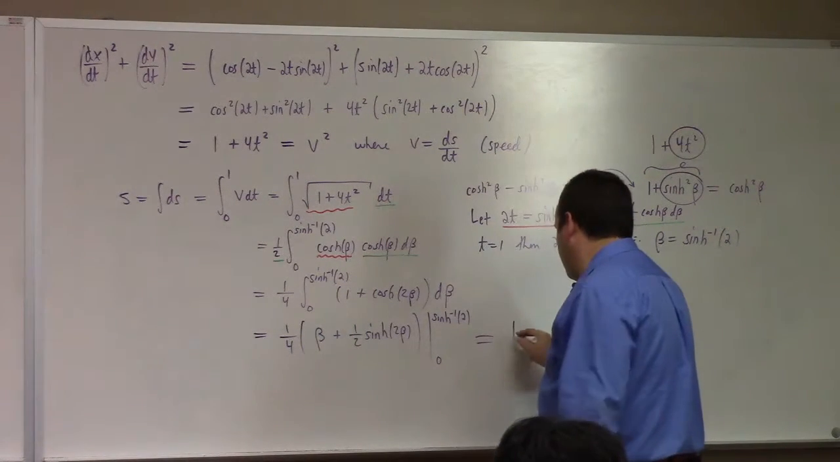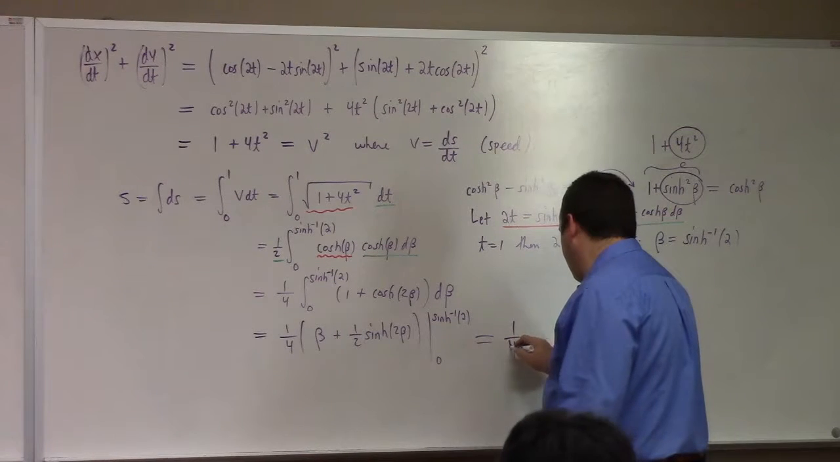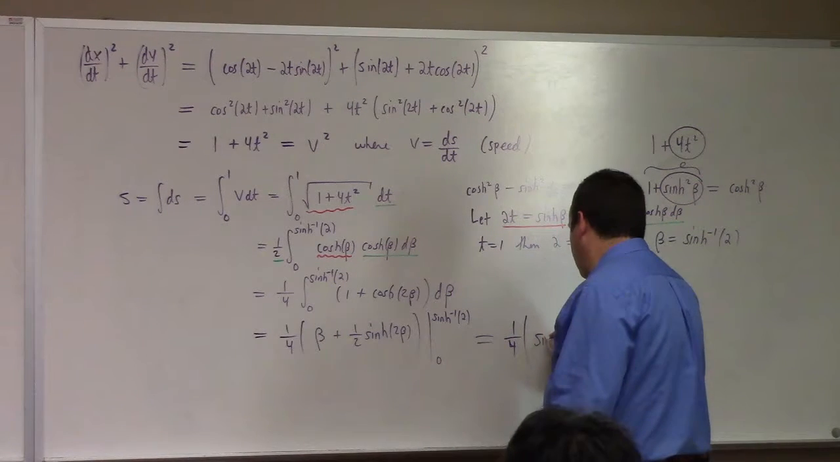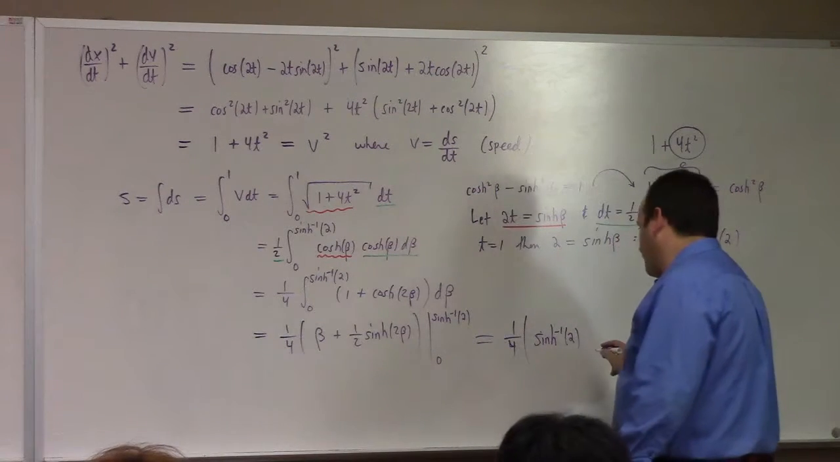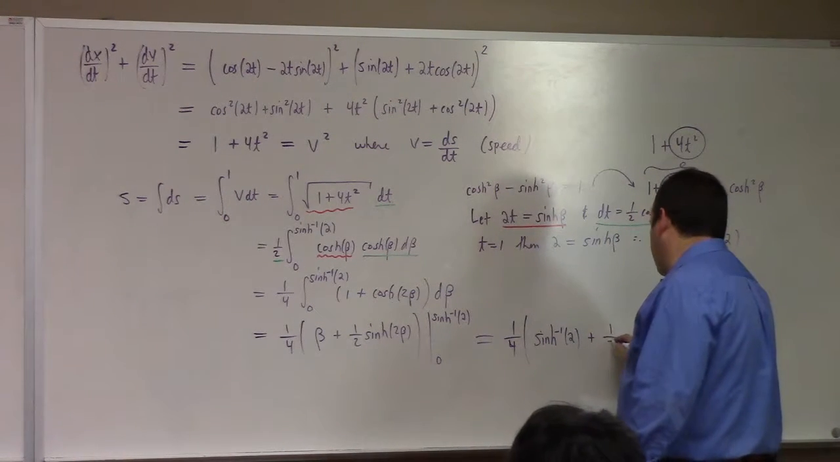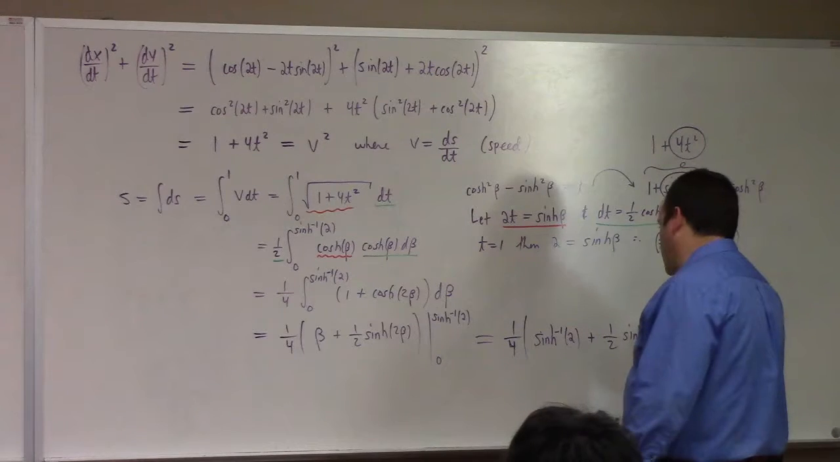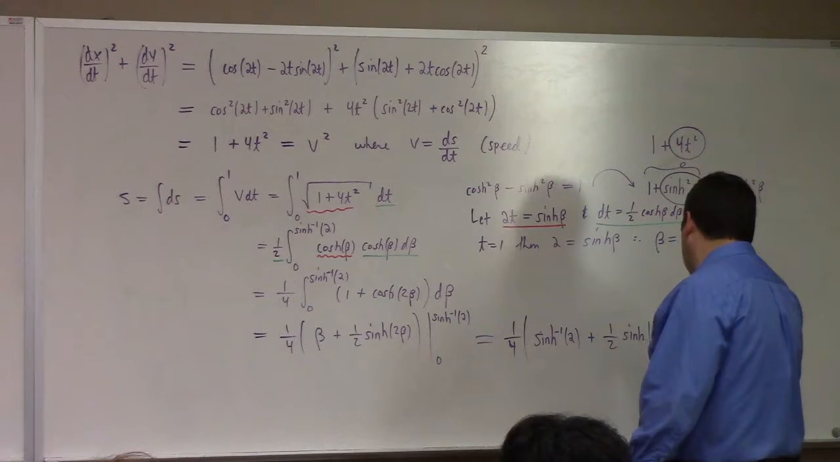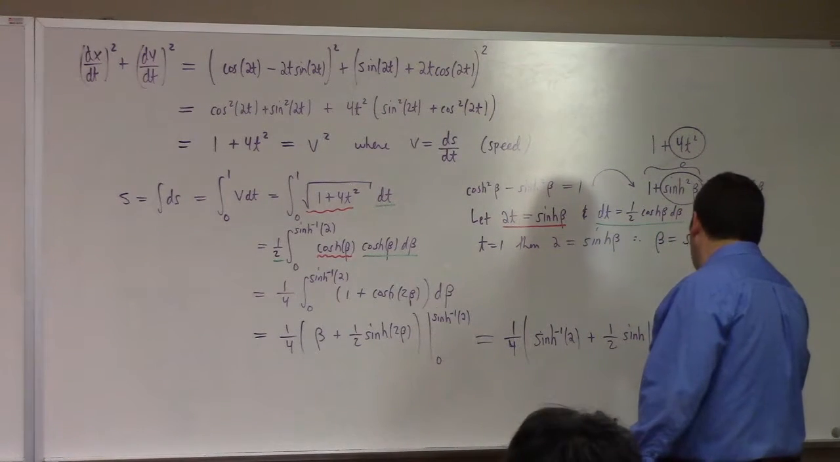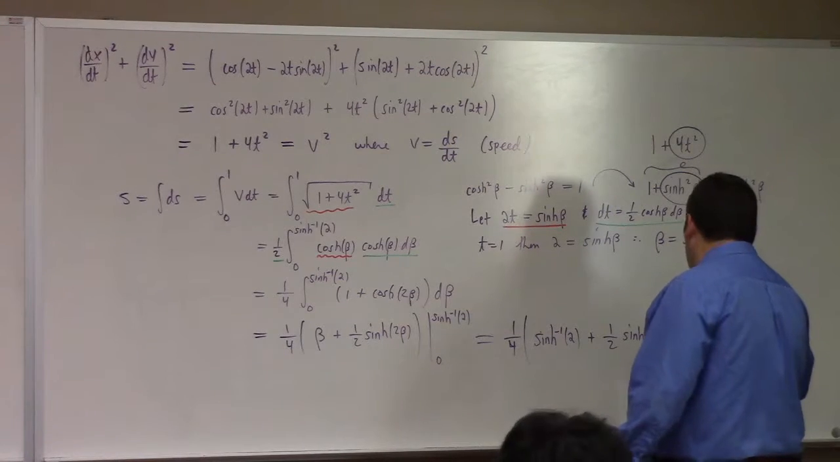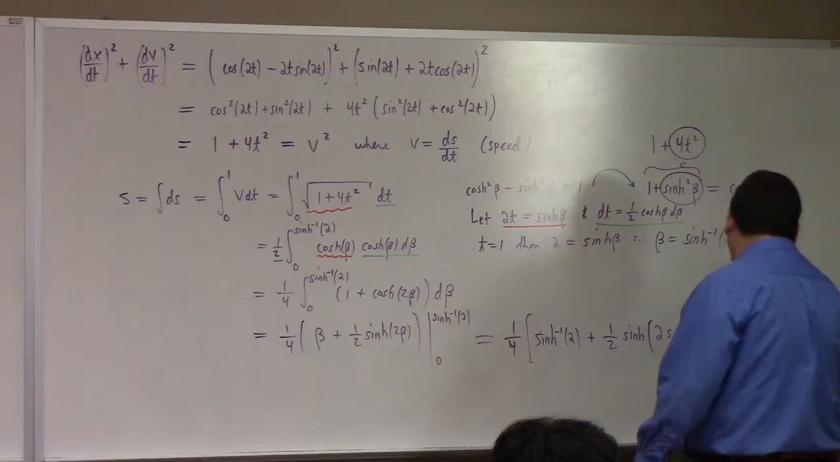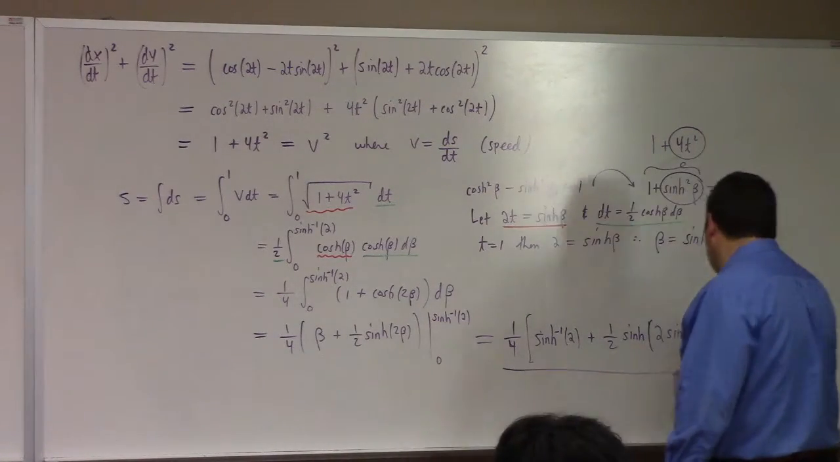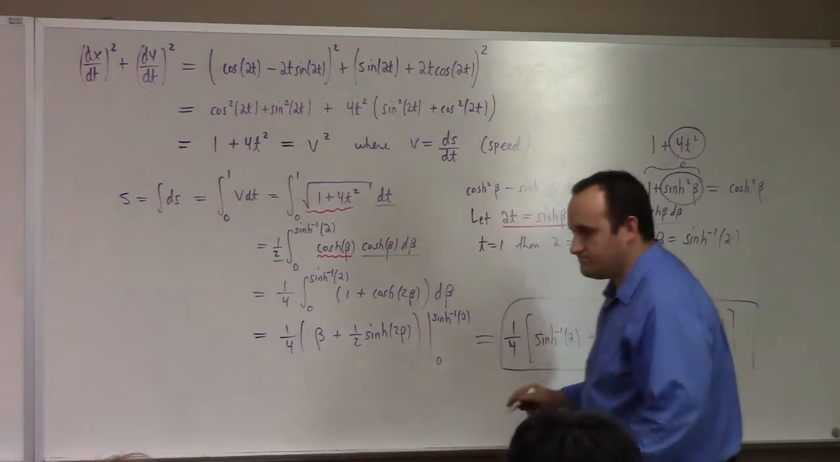So anyway, what we get is 1/4 inverse hyperbolic sine of 2 plus 1/2 of the sinh of 2 times the inverse hyperbolic sine of 2. And that could be simplified a little bit more, but I'm going to leave it like that. Okay? So there you go.